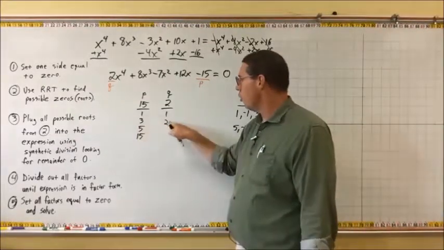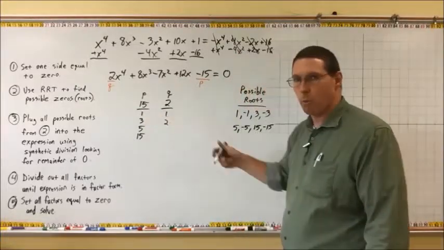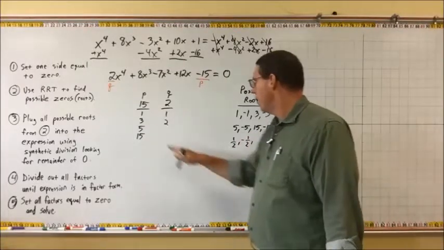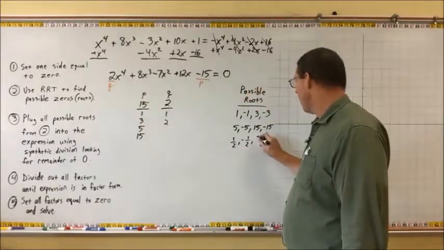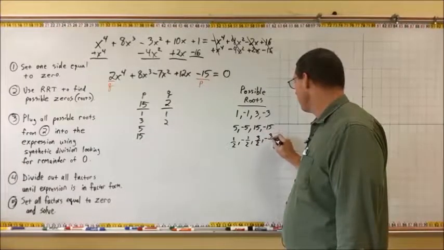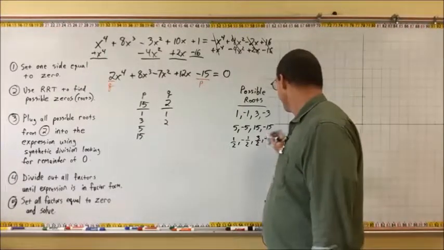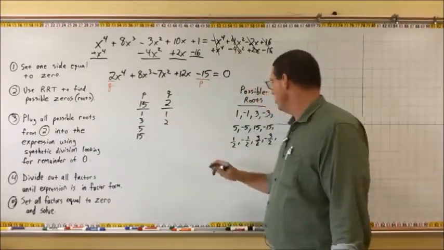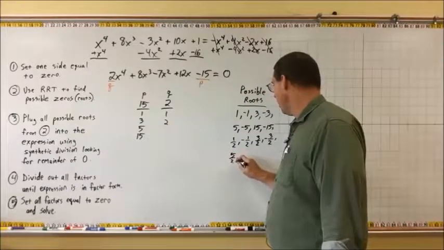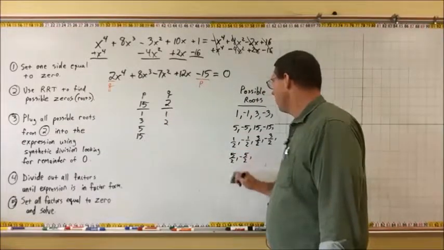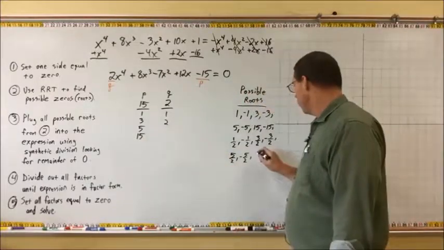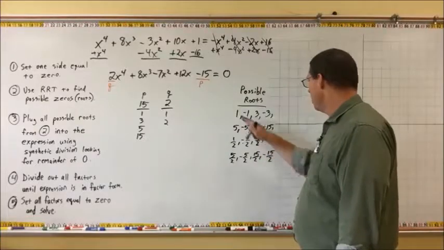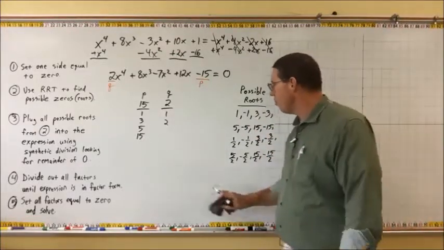Now we're going to put all these numbers over 2. 1 over 2, that's 1/2. So that's 1/2 and negative 1/2. Then 3 over 2, so that's positive 3 over 2 and negative 3 over 2. Putting commas in. Okay, then we've got 5 over 2, so that's positive 5 over 2 and negative 5 over 2. Then we've got 15 over 2, so that's positive 15 over 2 and negative 15 over 2. So there are 16 possible roots.